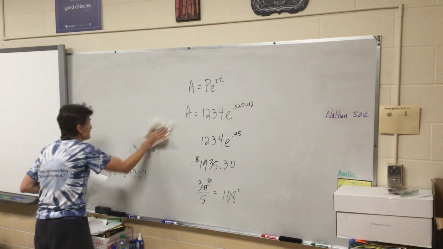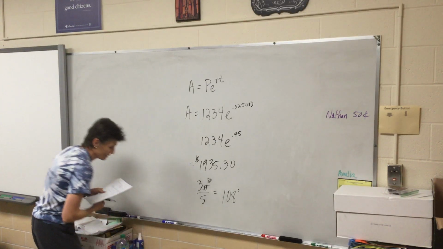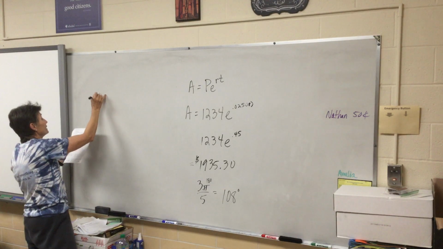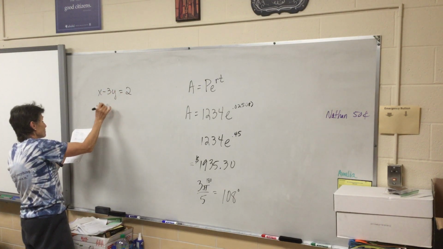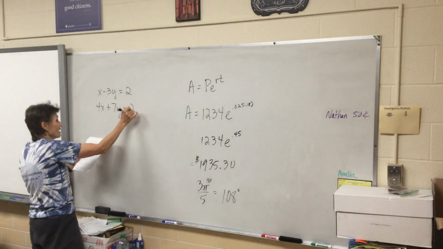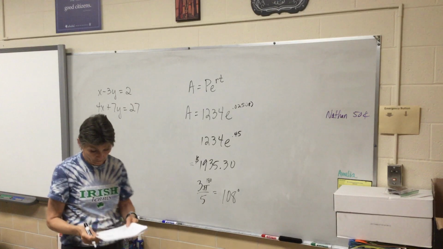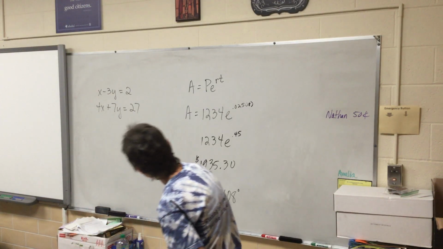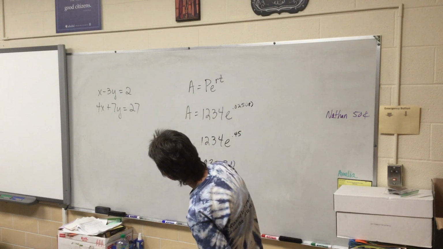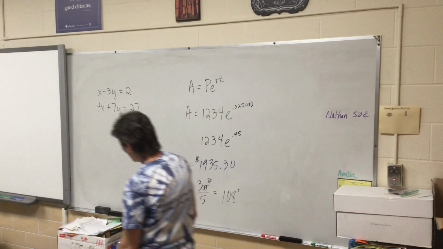There's some really easy problems on this exam, kids. That's one of them right there. Oh my goodness gracious. Here's another one. X minus 3y equals 2, 4x plus 7y equals 27, and all it says is solve. So we'll probably substitute or eliminate.